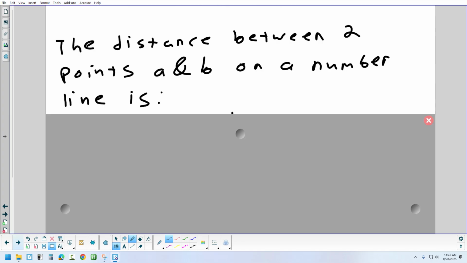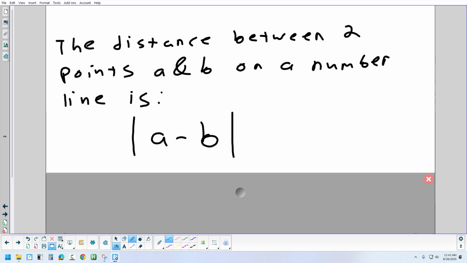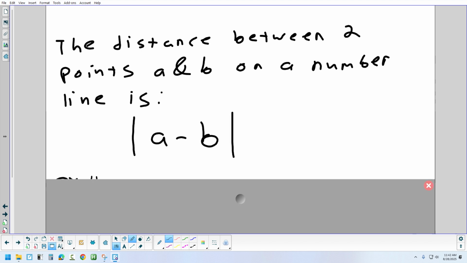Now, what can we do with absolute value in a number line? We can find out how far apart 2 points are. If you've got a number line, you've got a spot here and a spot here, and you want to know the distance between the two. You can subtract a minus b and then take the absolute value. But what if I did this? How would that compare to what's up above? Yep. It should be the same, right?